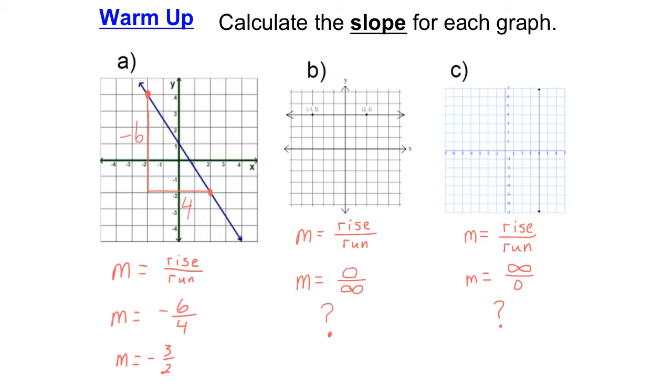Slope is rise over run, so between 2 points on the line, we can find the rise and the run, divide, put in lowest terms, we get the slope is -3/2.